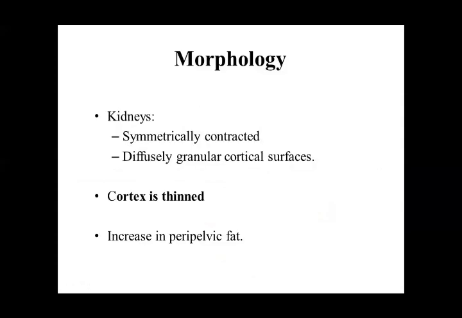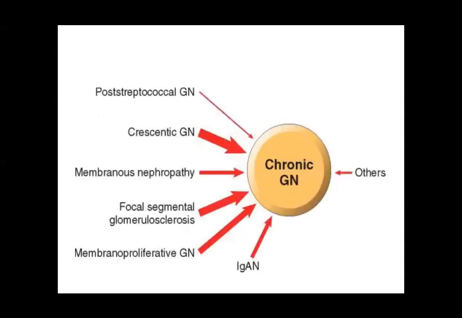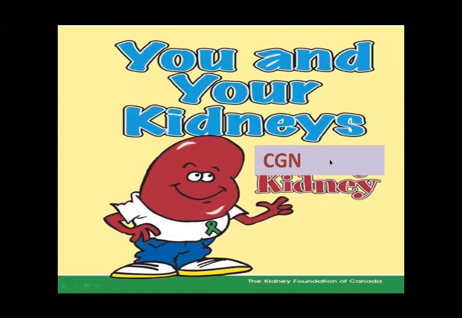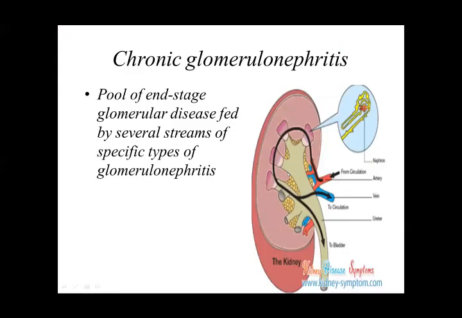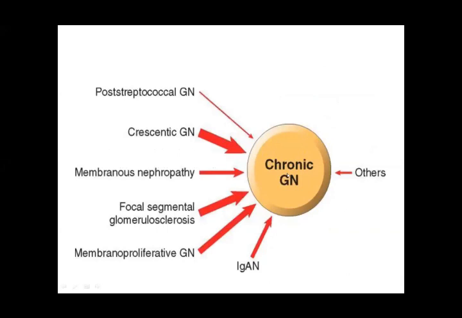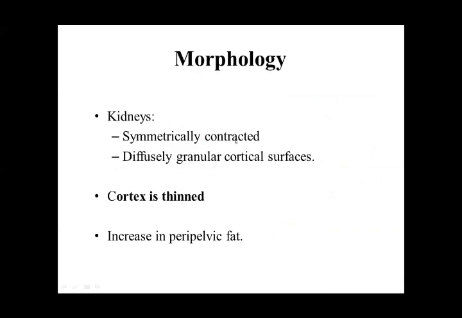Symmetrically contracted kidneys, once they are in chronic glomerulonephritis, become small in size. The chronic glomerulonephritis kidney is contracted, but both kidneys are contracted, not a single kidney. They are symmetrically contracted, and they have a diffusely granular cortical surface. So where are the nephrons located? Where is the whole functioning unit of the kidney located?